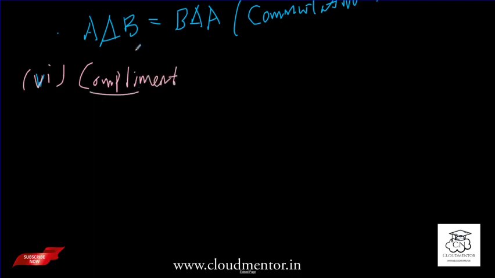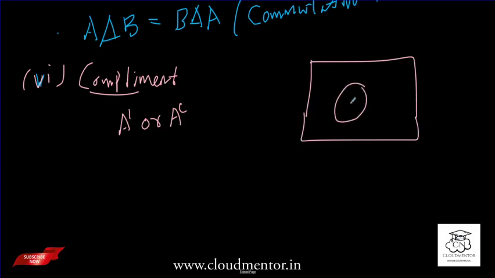Complement. The complement of set A is the set of all those elements which are in the universal set but not in A. It is denoted by the symbol A dash or A^C. We can draw the Venn diagram like this: if this is the universal set and this is the set A, then the complement will be simply this region, those elements which are in the universal set but not in A.